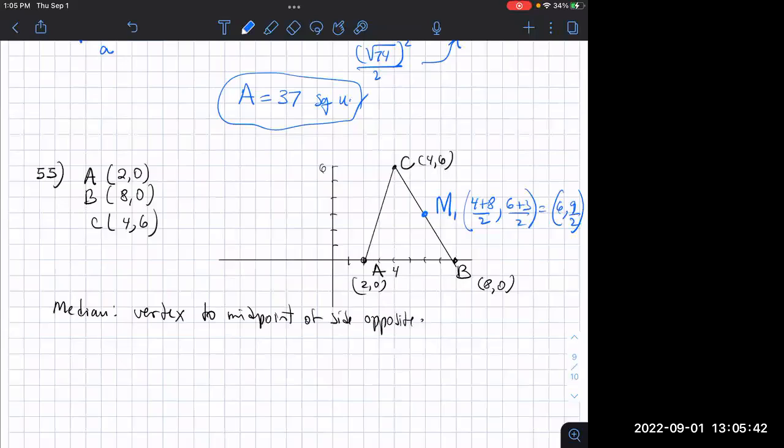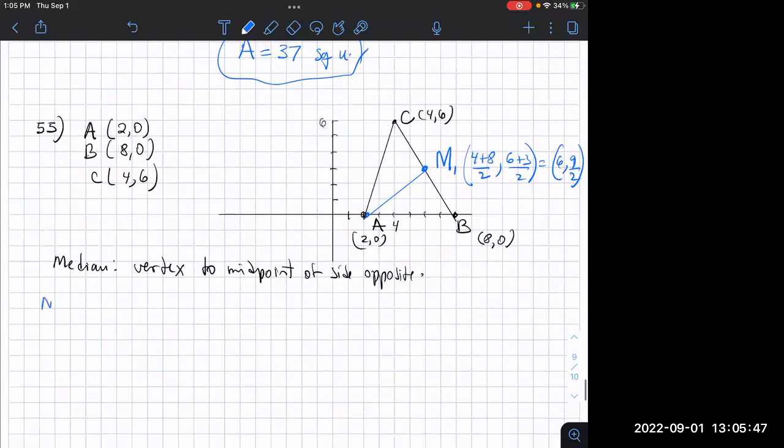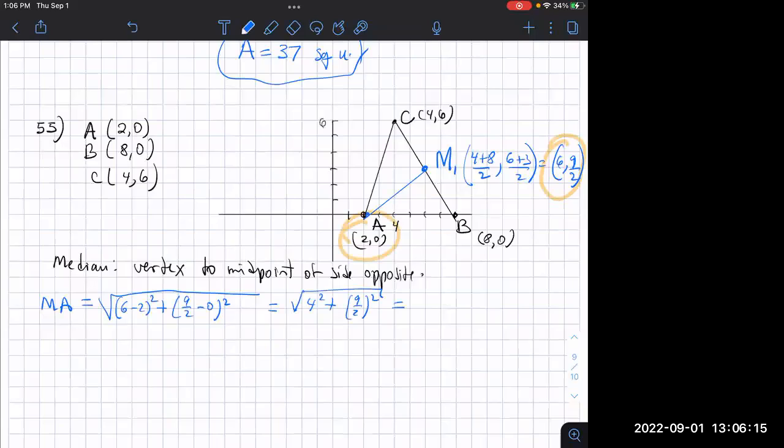So if I connect that with point A, that's 1 median. So now we find MA. So we just use the distance formula. So here are the points, and then apply the distance formula. Like 6 minus 2 squared plus 9 over 2 minus 0 squared. Right? So that's 4 squared plus 9 over 2 squared. And then we keep on simplifying. 16 plus 81 over 4.